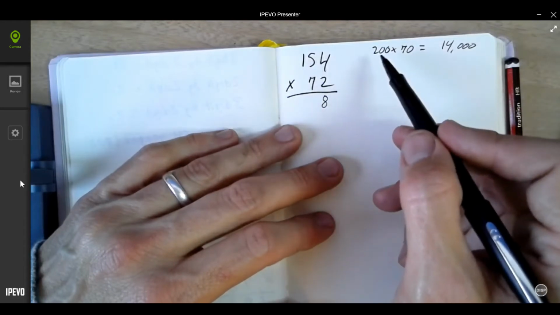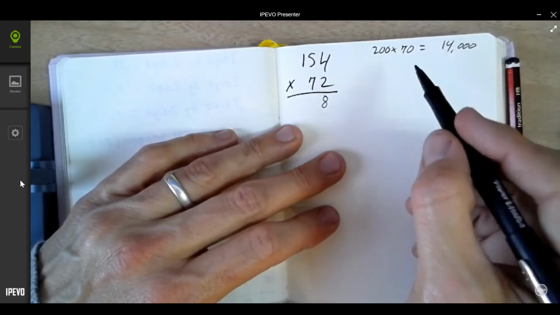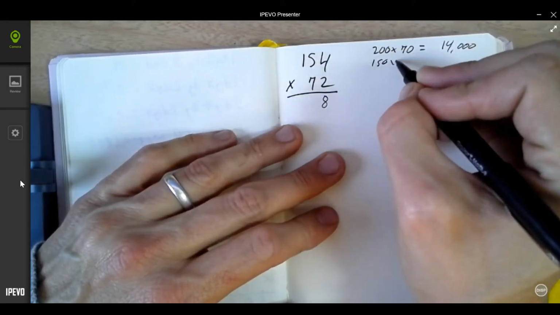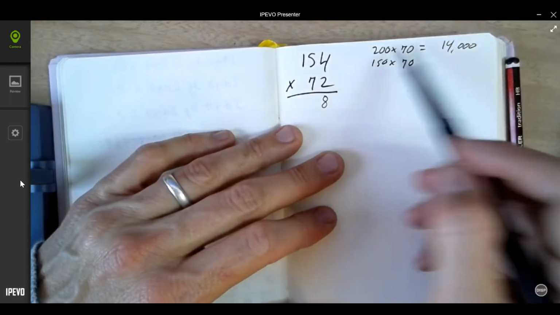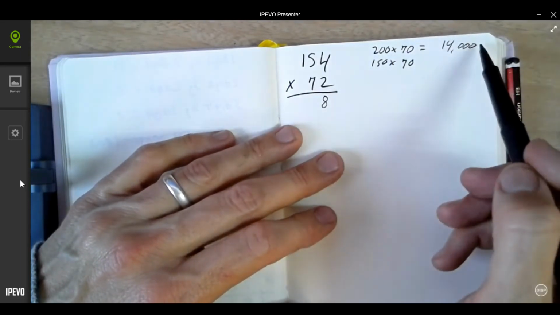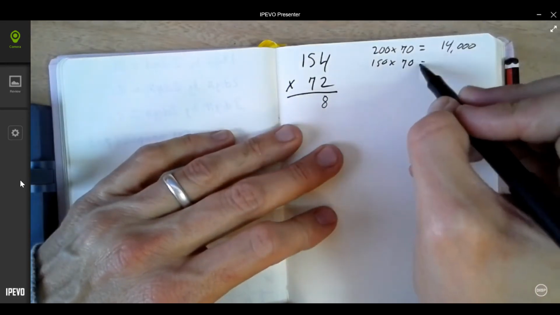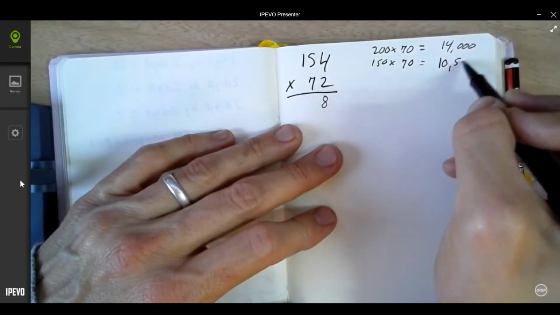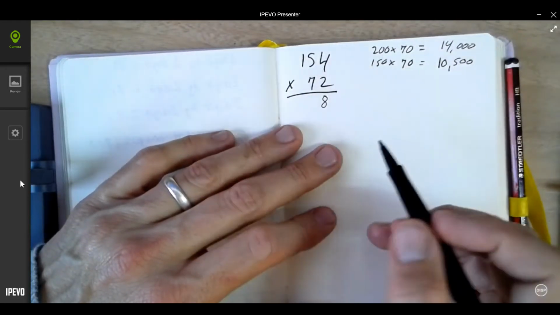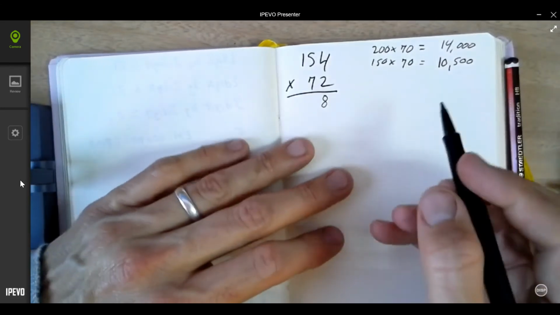Oh, I guess I could figure out what 150 is, if I know what 200 is. So I could go 150 times 70. Let's see, 100 would be 7,000. So half of that would be 3,500, which would be 10,500. That is 150 times 70. I'm pretty sure. So my answer should be somewhere around there.